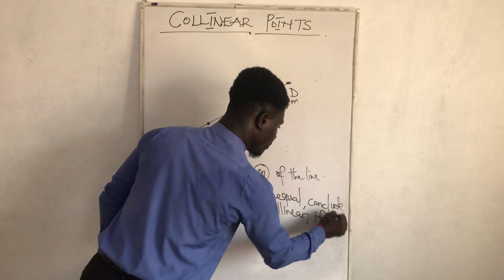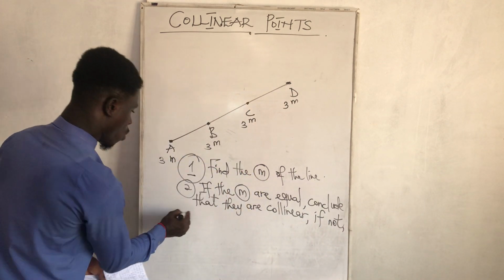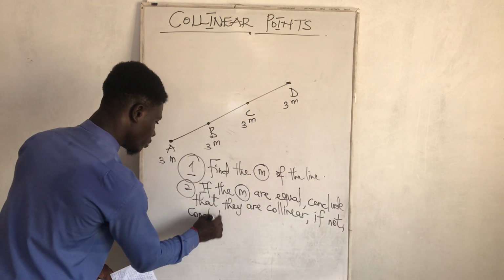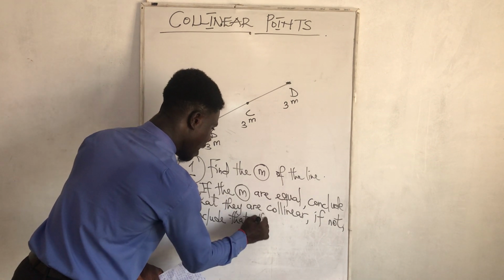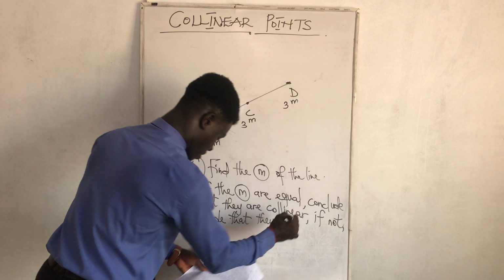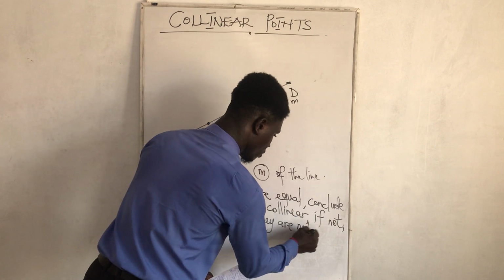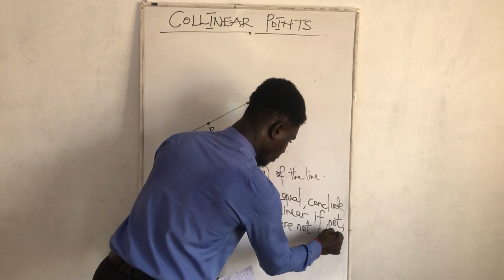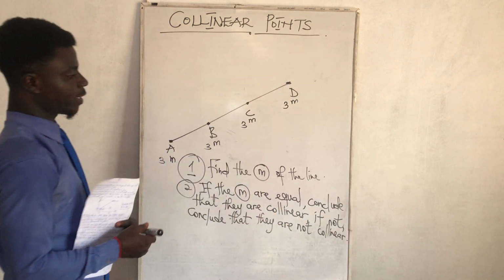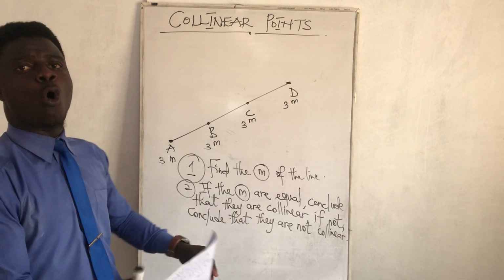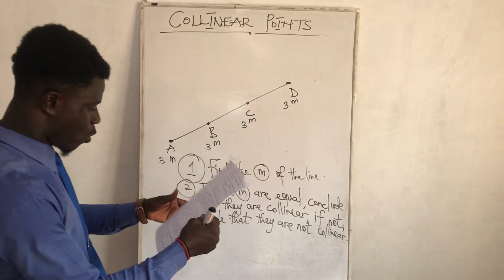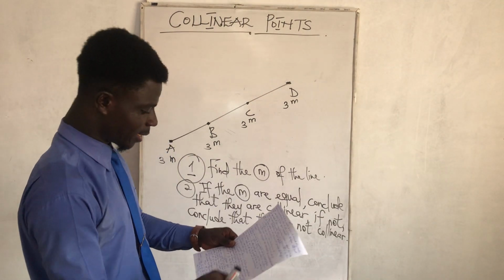If not, conclude that they are not collinear. They are not collinear. So I said what? Therefore, to show whether or not 2 or more points are collinear.